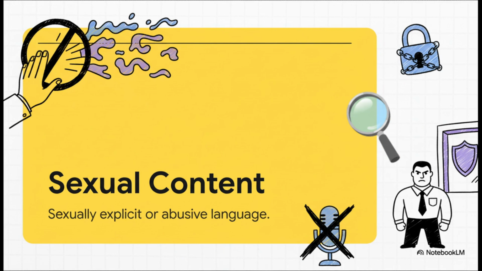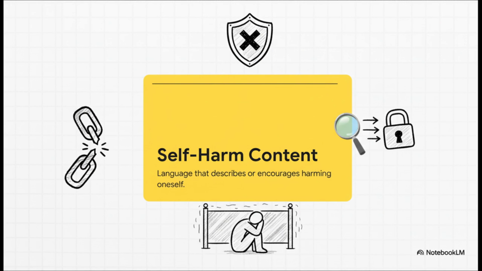The third category is sexual content. This covers a pretty broad range, from really explicit descriptions to abusive or harassing language that's sexual in nature. And finally, we have self-harm. This one is incredibly important. It's designed to catch any language that encourages or gives instructions on how to hurt oneself.